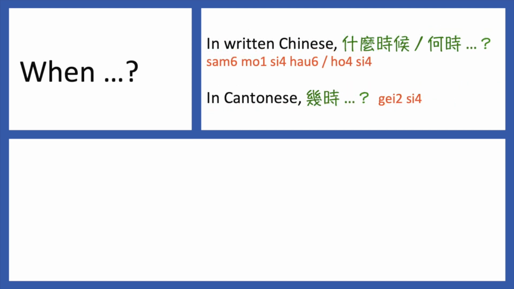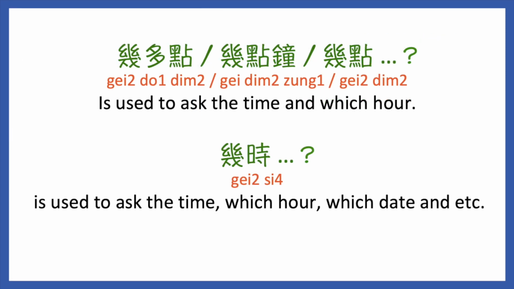When. In written Chinese, we say 什麼時候？ or 何時？ In Cantonese, we say 幾時？幾多點？幾點鐘？ or 幾點？ 幾點 is used to ask the time and which hour. 幾時 is more general. It can be used to ask the time, which hour, which date and etc.